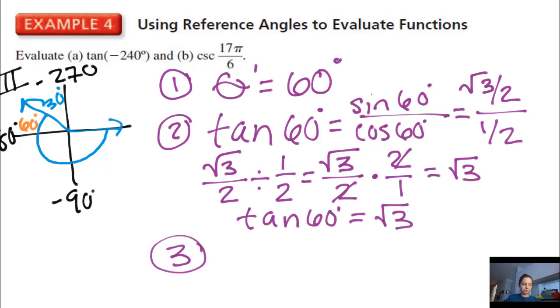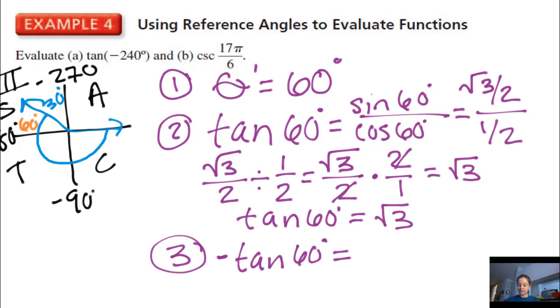Step number 3. Determine the sign of the trigonometric function value from the quadrant in which theta lies. So theta lies in quadrant 2. And if I remember, All Students Take Calculus, in quadrant 2, the only trig function that's positive is sine, and this isn't sine, this is tangent. So I'm going to want negative tangent of 60 degrees. Negative tangent of 60 degrees is negative square root of 3.